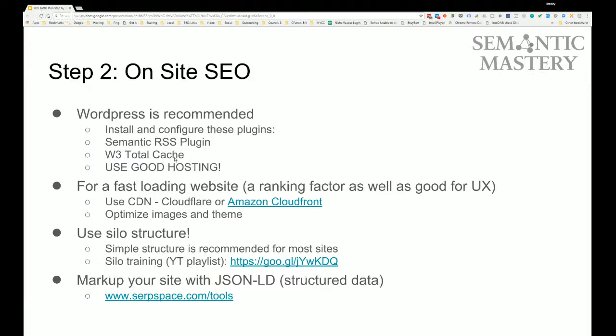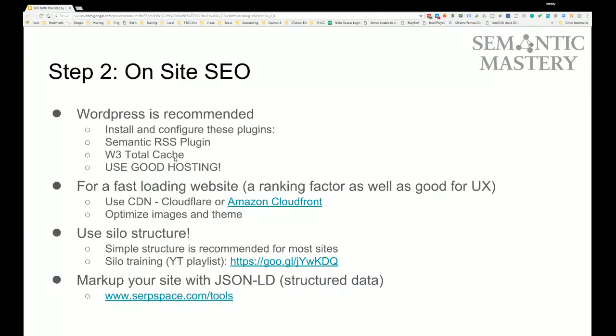For example, we have the Semantic RSS plugin. The Semantic Mastery RSS plugin allows you to do some pretty cool things with content syndication, and it automatically inserts an attribution link that you can put spin text into to vary your different types of texts and such. It's just a very simple plugin, but it does what it's supposed to do, and it does it well. So we recommend that you download and install that.